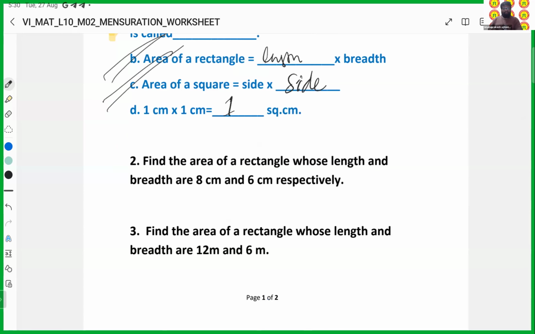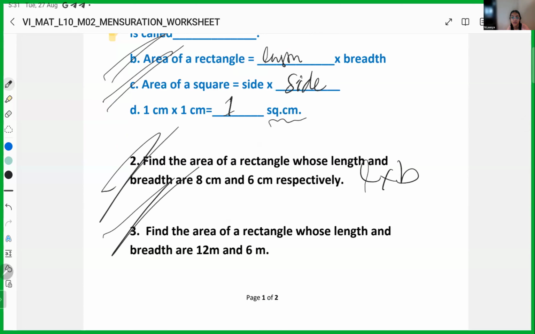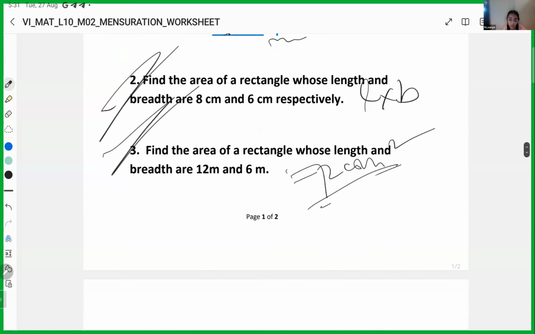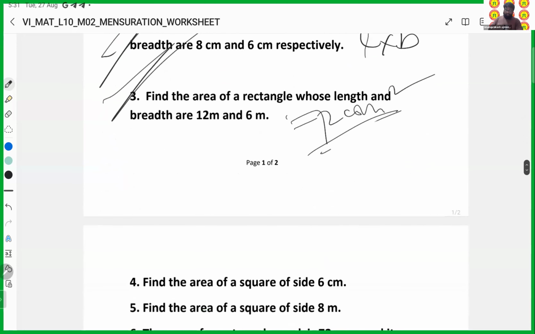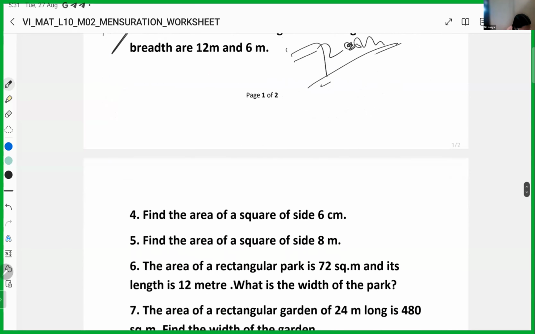Centimeter into centimeter is square centimeter. What are the units of area? Find the area of rectangle. This is also easy, simple formula: length into breadth. 48 centimeters square. This is 72 meter square. It's meter, not centimeter. This is 36 meter square. Find the area of square, 8 meter: 64 meter square.